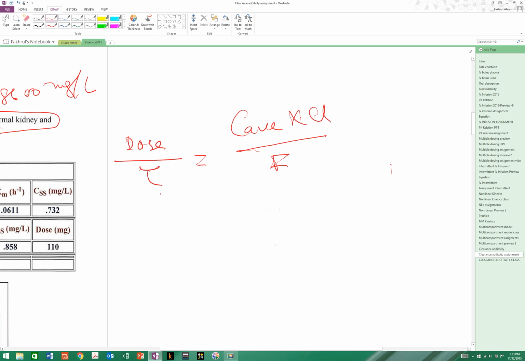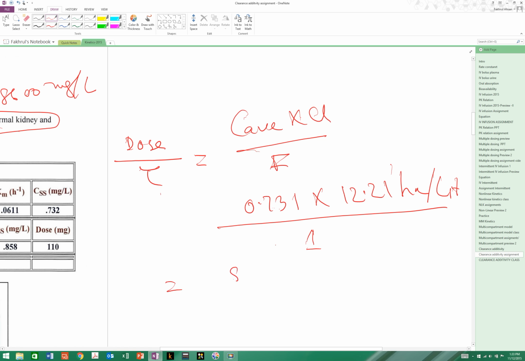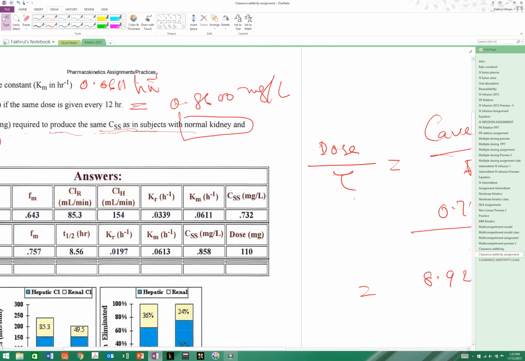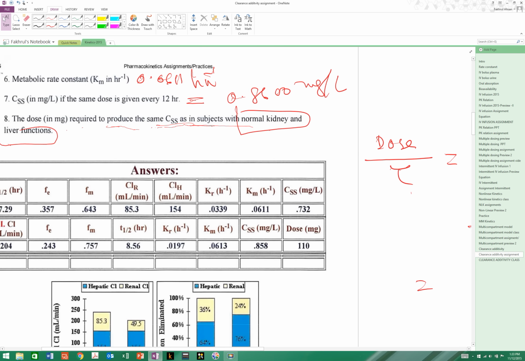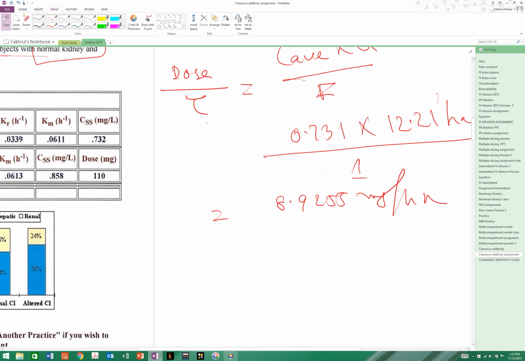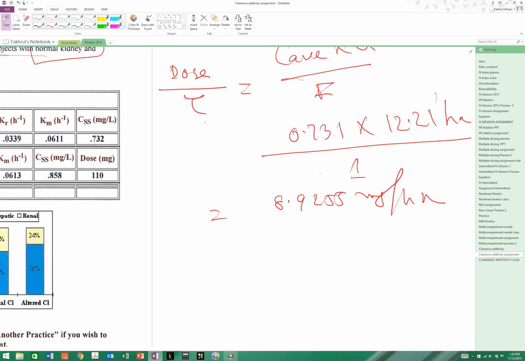So C average is 0.731 times 12.21 liter per hour, and then F is equal to 1. So our dosing rate is 8.9255 milligram per hour. This is the dosing rate. But now it is asking for the dose, not the dosing rate. So the dosing rate is milligram per hour.